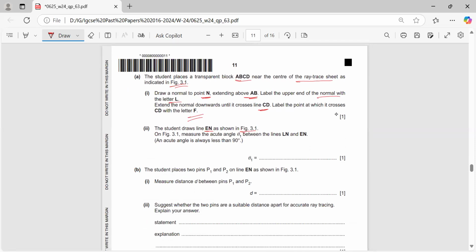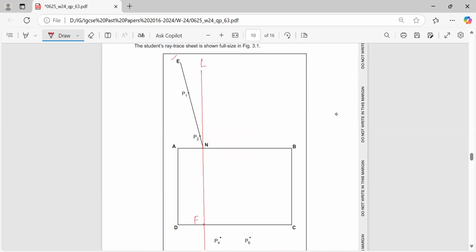Now on figure 3.1, measure the acute angle theta 1 between the lines LN and EN. An acute angle is always less than 90 degrees. So dear friends, how to measure this angle? There can be many ways, but what we will follow is to draw it using the protractor, commonly known as D, and we will measure. But how will you keep the protractor? Please be attentive here.